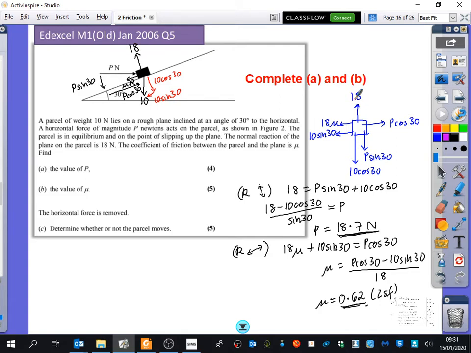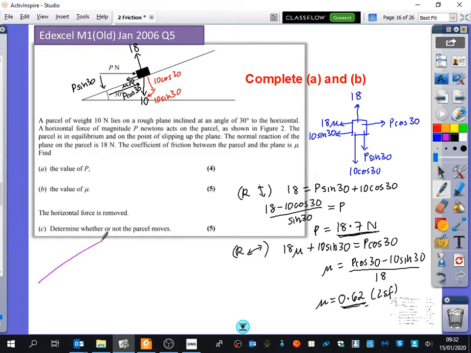The direction of the friction is also going to change, because if you remove that pushing force P, it's no longer going to be wanting to slip up the plane. It's going to be trying to slip down the plane. So the friction is going to want to be going in the other direction. So I'm going to draw another diagram for part C of this question, because you can see it's a 5-mark question. That sounds like it's going to be a bit more demanding.